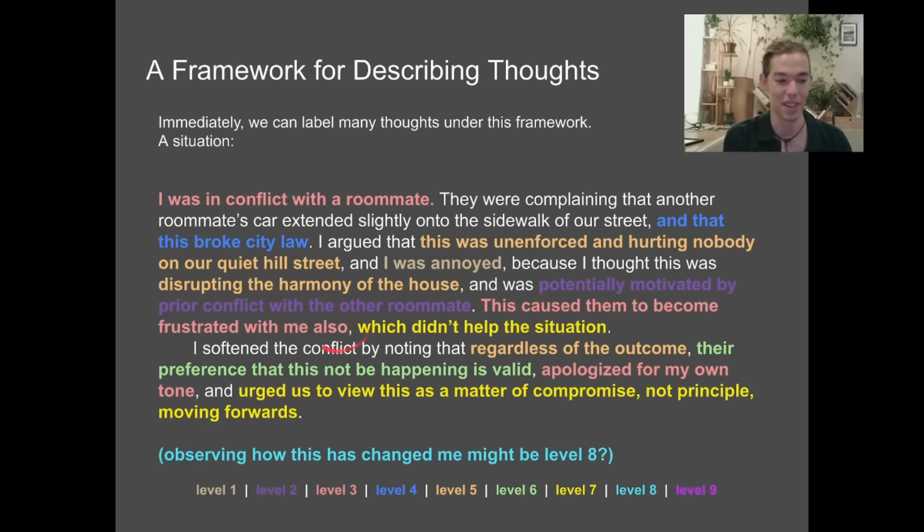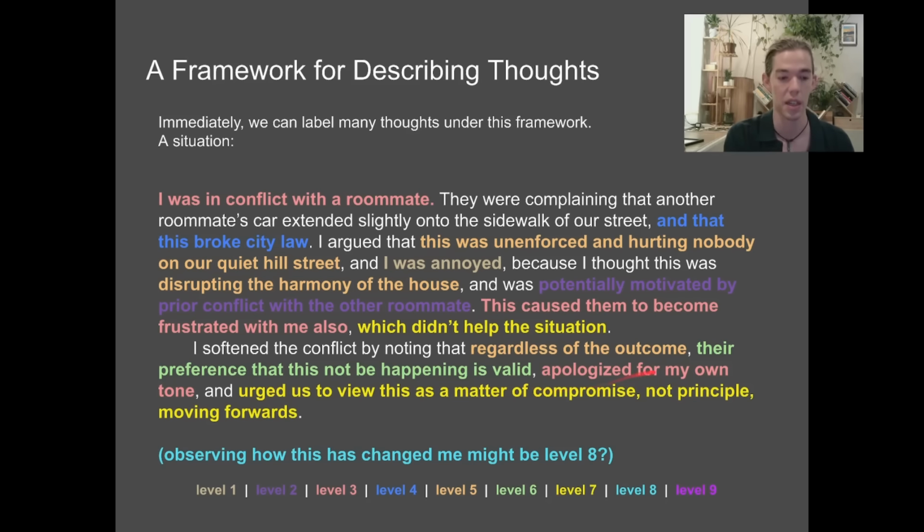Also, this is a level 3 observation, and this just didn't help. I was not approaching this in a way that was helping things. That's a level 7 observation. So I softened the conflict by noting that regardless of the outcome, that's level 5, their preference that this not be happening is valid. Everyone's preference is valid, regardless of the values that they're narrating.